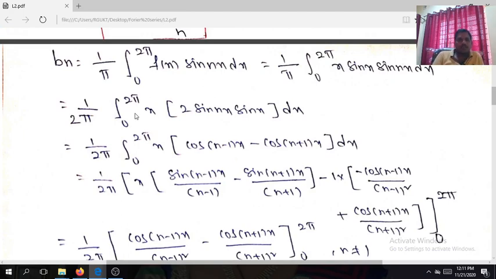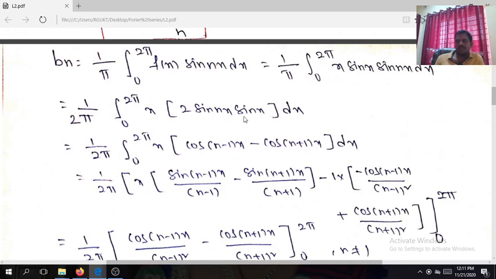Same style: bn equals 1 by pi into the integral from 0 to 2 pi of f of x into sin nx dx. So this is 1 by pi into the integral from 0 to 2 pi of x sin x sin nx dx. Again, three functions are present here, so I'm going to use this formula, multiplying with 2 and dividing with 2: 2 sin nx sin x.